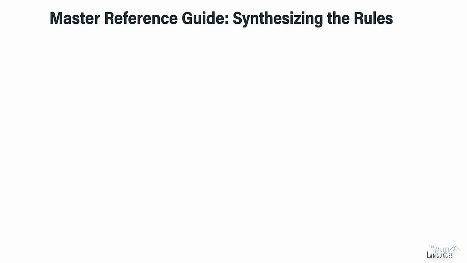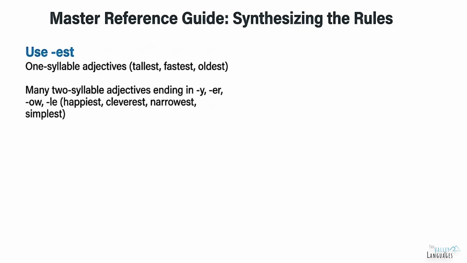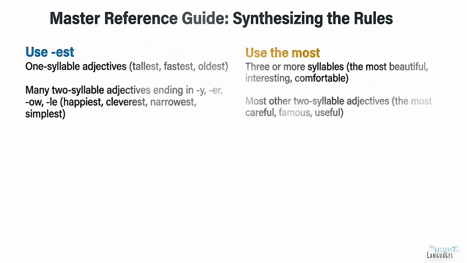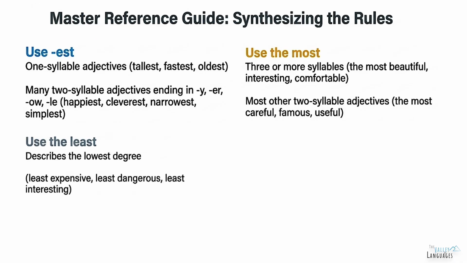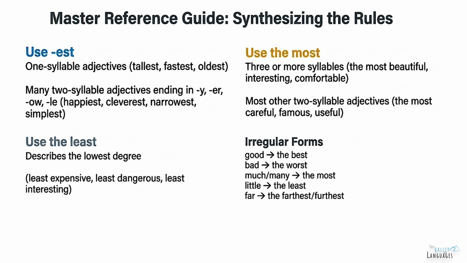All right, let's synthesize everything we've just learned. Here is your master reference guide. Remember, you use est for one syllable and those specific two-syllable words. You use the most for longer words and the least for the lowest degree. And of course, keep an eye out for those tricky irregular forms.